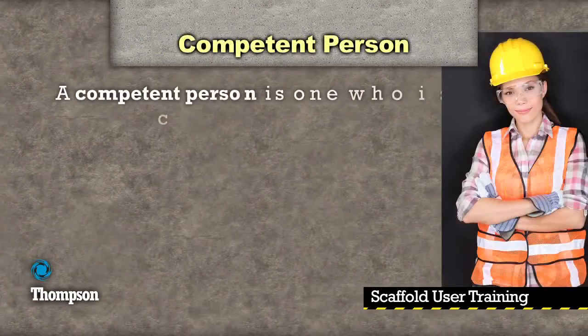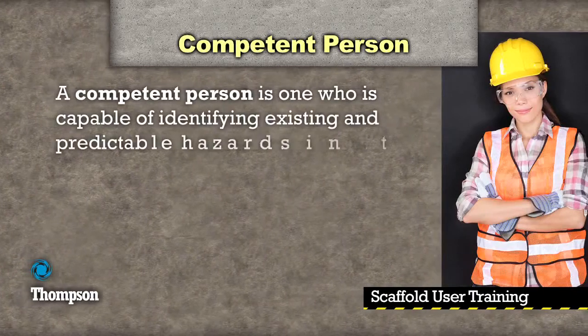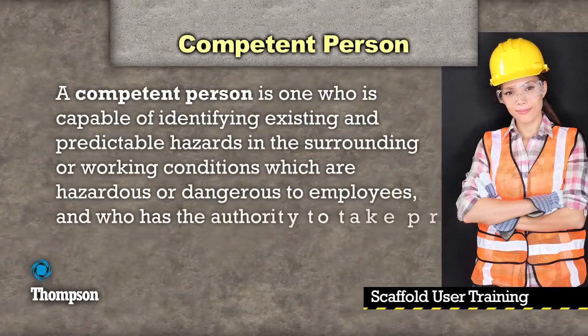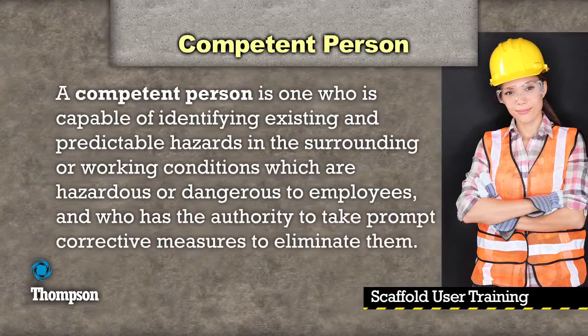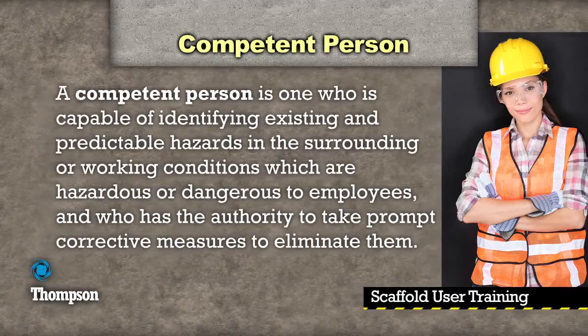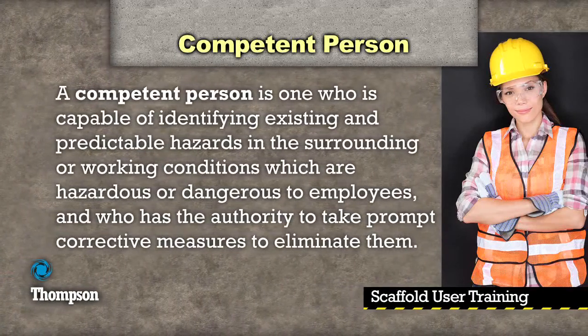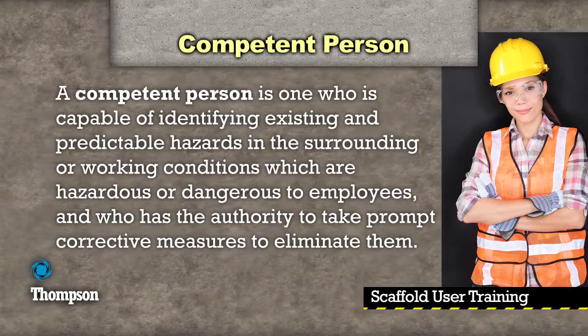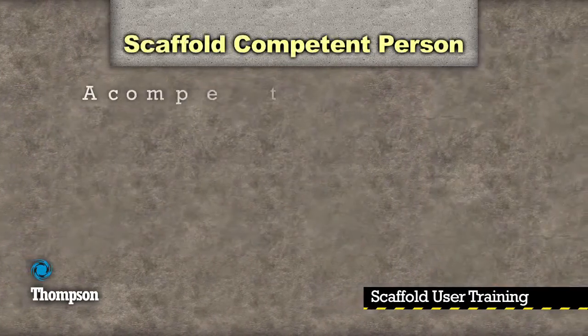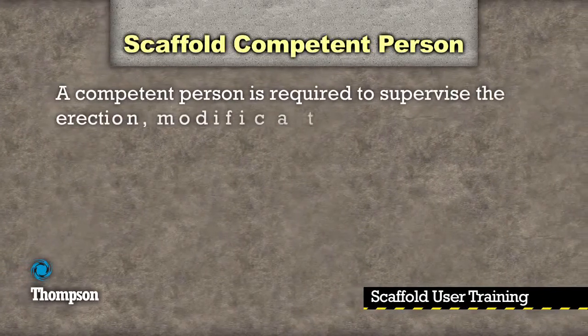As you've already heard, a competent person is one who is capable of identifying existing and predictable hazards in the surrounding or working conditions which are hazardous or dangerous to employees, and who has the authority to take prompt corrective measures to eliminate them. The competent person plays a vital role in the construction of and work on scaffolds. These are the duties of a scaffold competent person.